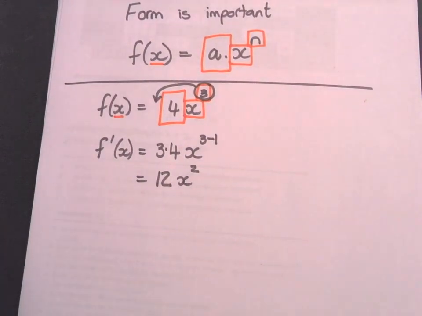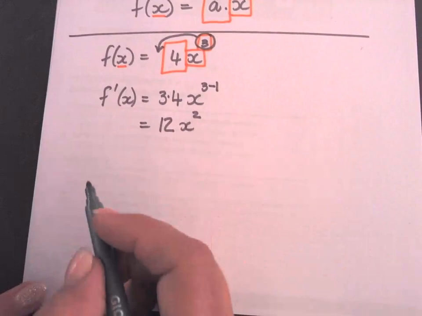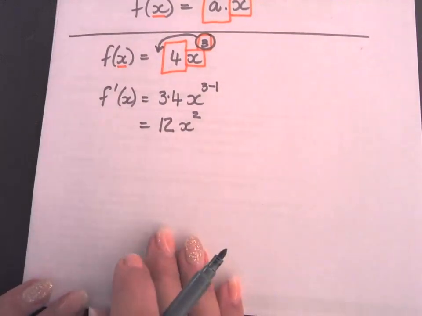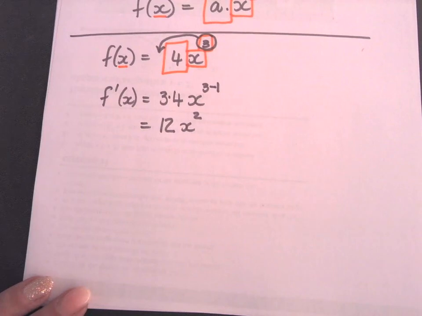Easy. Let's look at this. Does it only have to be one coefficient attached to the x? Yes. So what if it was 4a x? Then the coefficient is 4a.